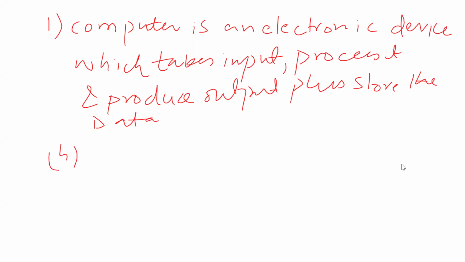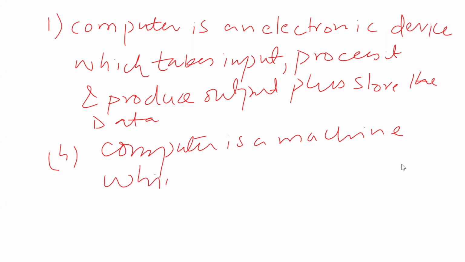Another definition. We can say computer is a machine which assists the human brain. Basically, it is assisting the human brain. These are two basic definitions. You will find many definitions in your book or internet, but these two definitions are very common. Got the idea?